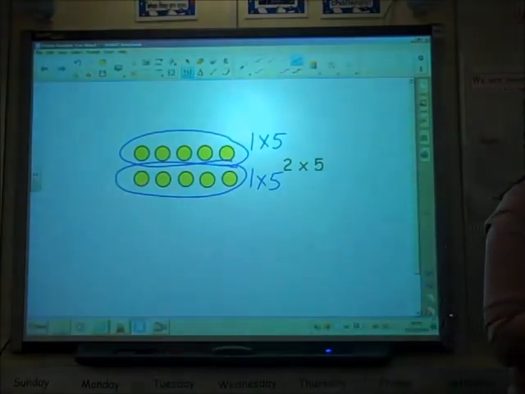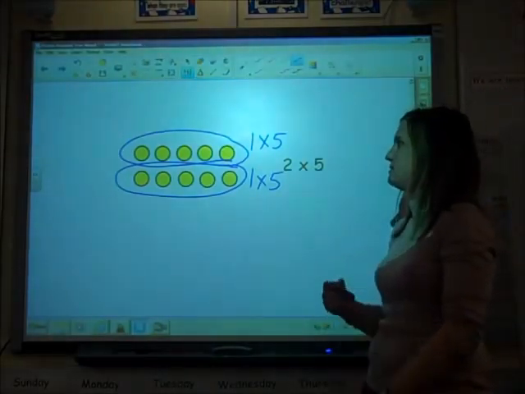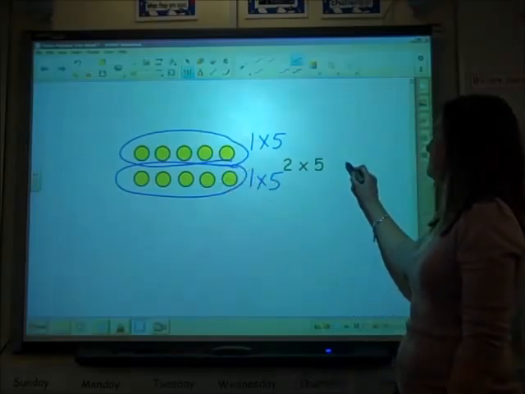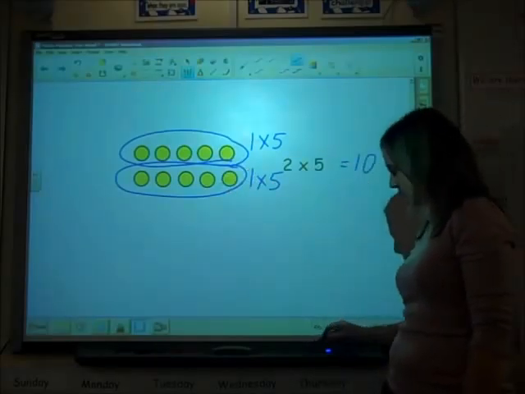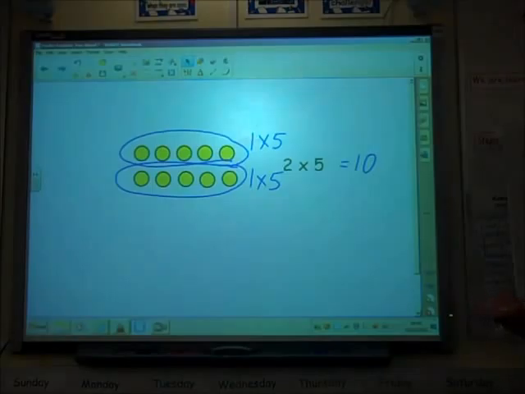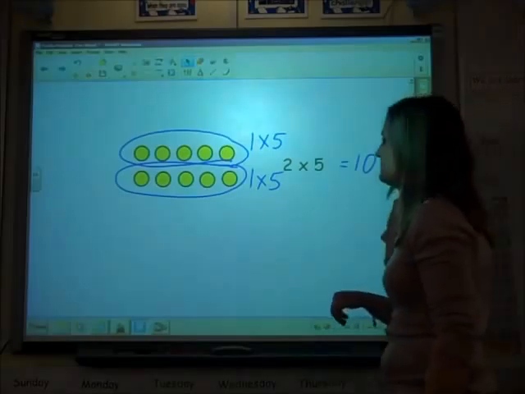I've got 2 lots of 5. And because we do loads and loads of counting, 5, 10, they know the answer's 10 because we've done lots and lots of counting in 5s from year 1. So that is how they understand it. They've got a visual image in their head of what multiplication is.